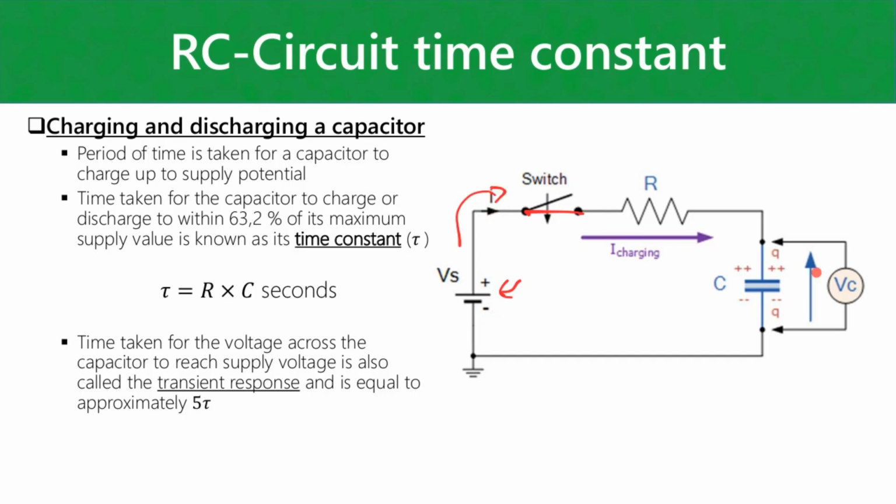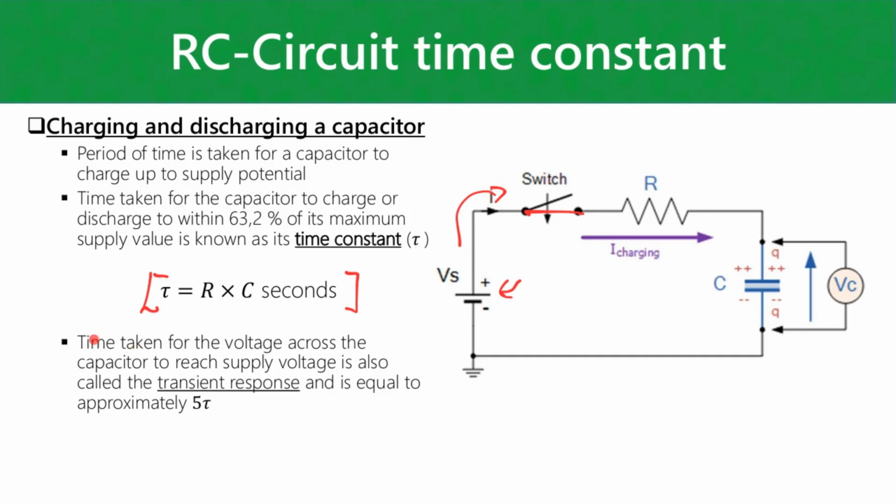and the capacitor will start to take up charge. The time it takes the capacitor to charge to within 63.2% of the maximum supply voltage is known as the time constant. We calculate the time constant by taking the resistance multiplied by the capacitance, which gives you a time in seconds.